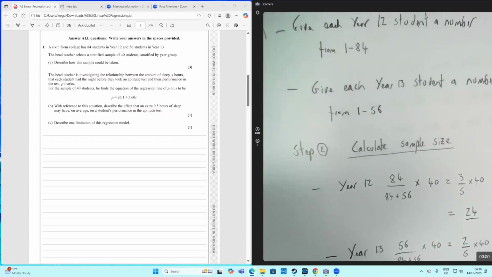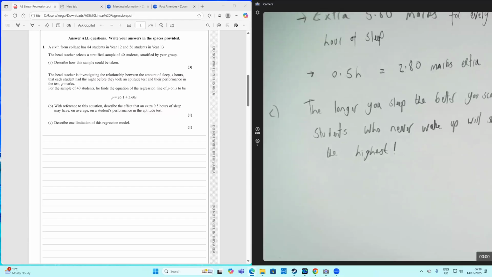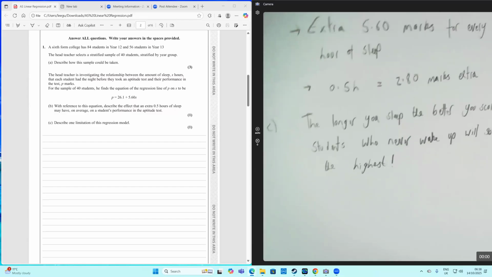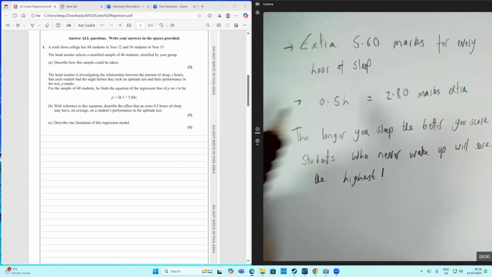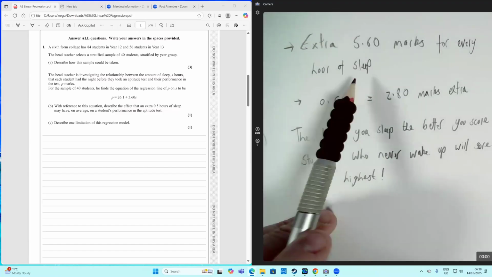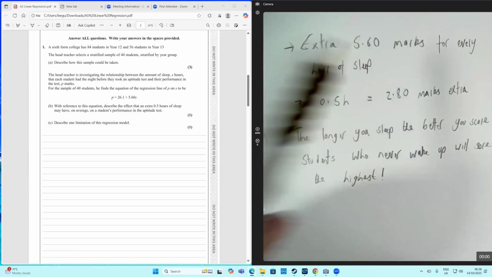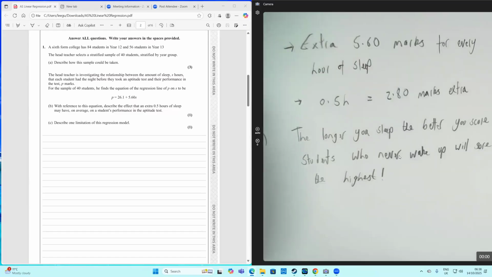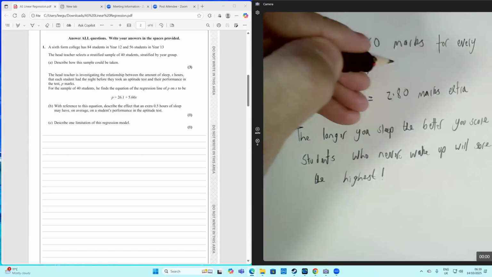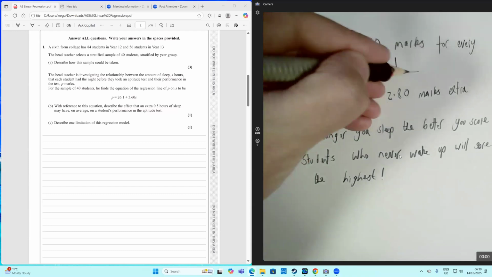Okay, so basically we've got a picture here where we have a regression line, okay, of P on S, and we're basically seeing that for every extra hour that they sleep, this model predicts they're going to get an extra 5.60 marks in the exam, okay? Because the 5.6 is like the gradient, okay? If we were to draw a little sketch of this, we would have a graph like this.